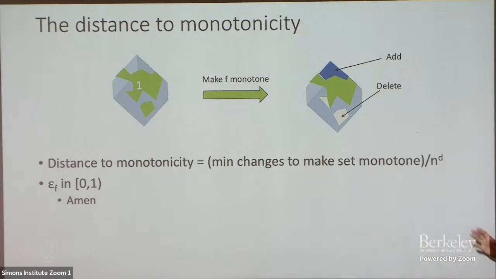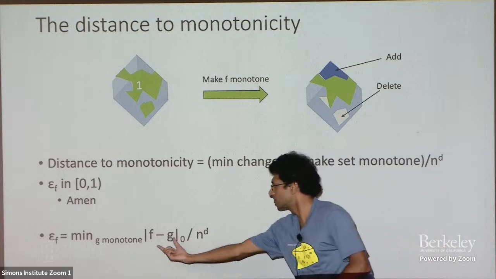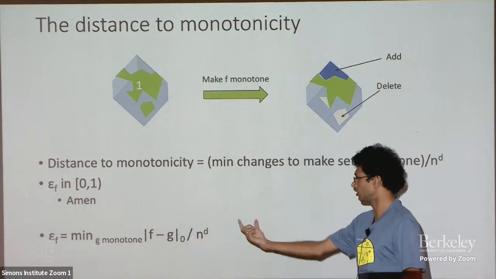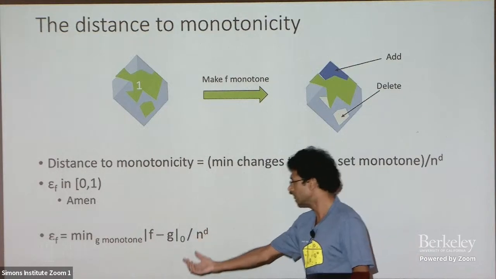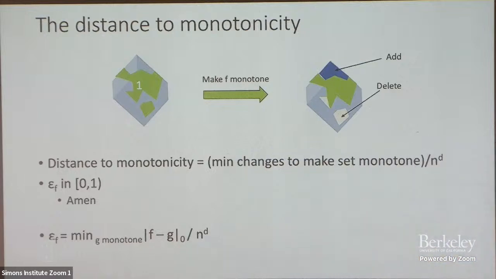It's in [0,1]. And equivalently, you can also say that it's the minimum distance to a monotone function. So you're minimizing over all monotone g of the L0, the Hamming distance between f and g. So that's the distance to monotonicity.